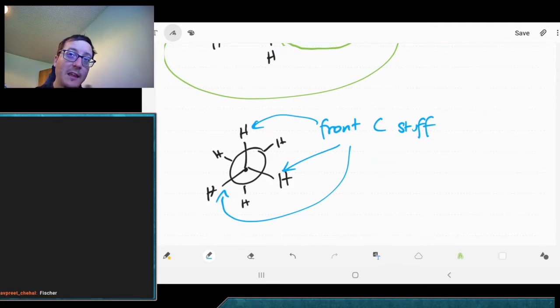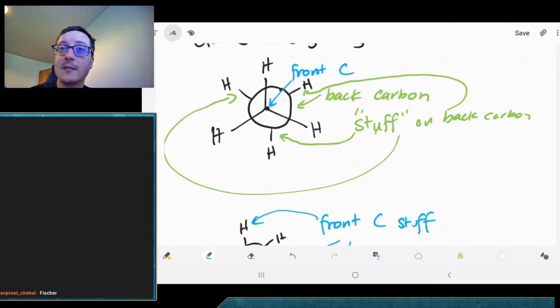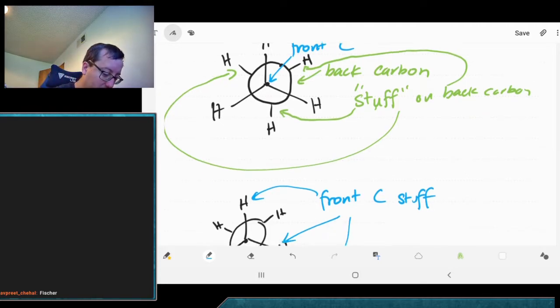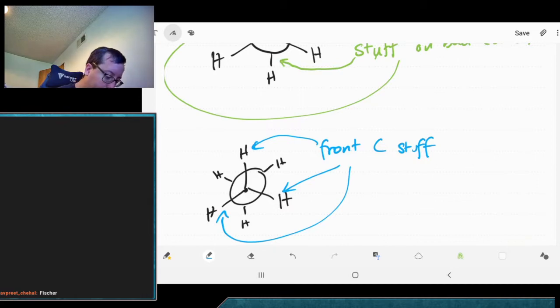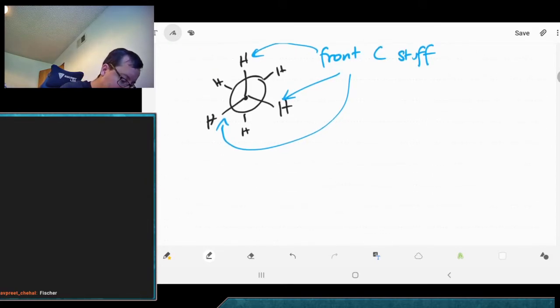So in ethane like this, since everything is hydrogen, we might draw it like this. And again, we're going to focus on Newman projections right now, but we will talk about Sawhorse and Fischer projections, if not this chapter, then next chapter. But right now, Newman is kind of our go-to.